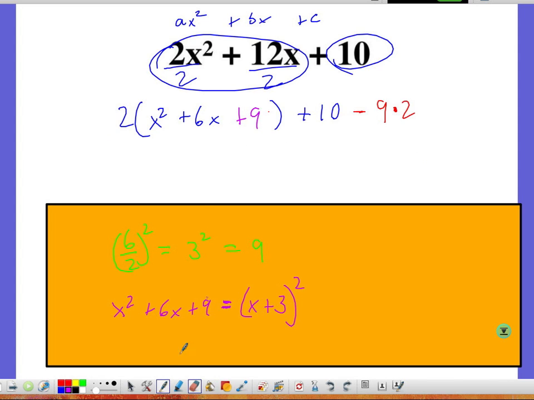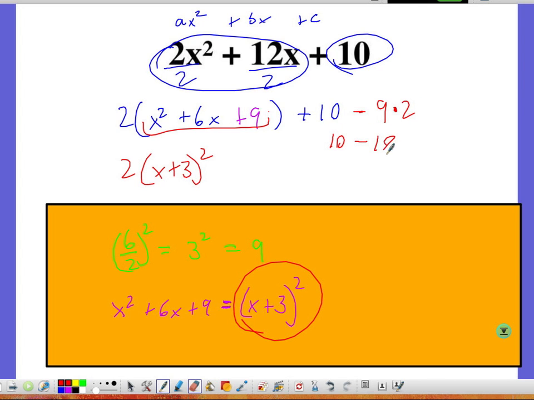All right. So what I need to do now is I need to replace this with this right here. So 2 times x plus 3 squared. And now I can simplify this. What is 9 times 2? Well, that's 18, so 10 minus 18. What is 10 minus 18? Well, that's going to be minus 8. There we go. And let's call this function f of x.